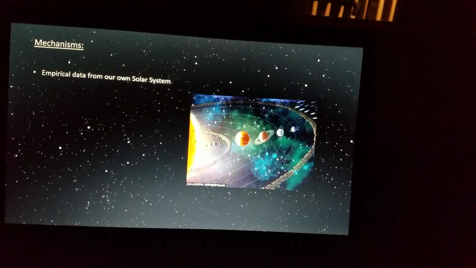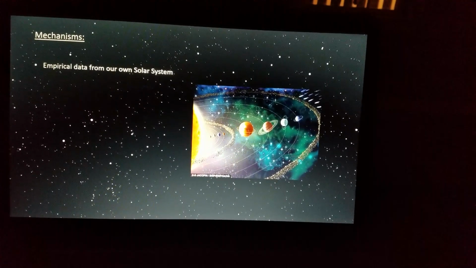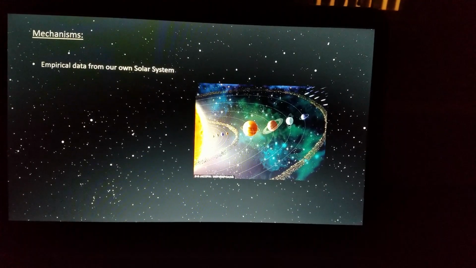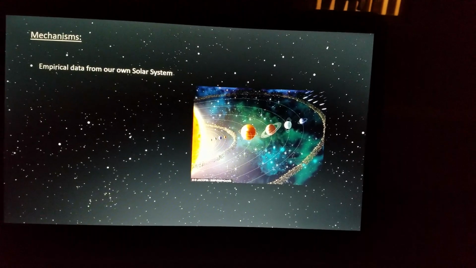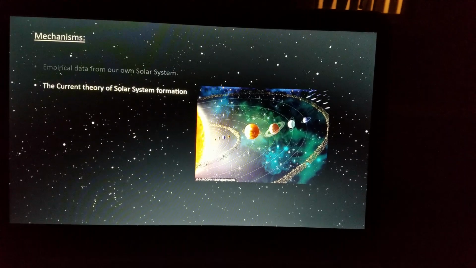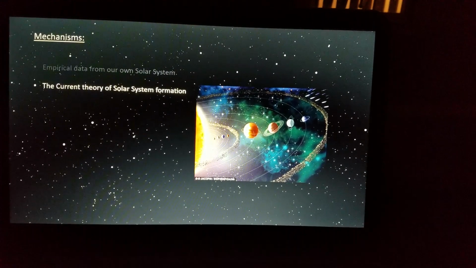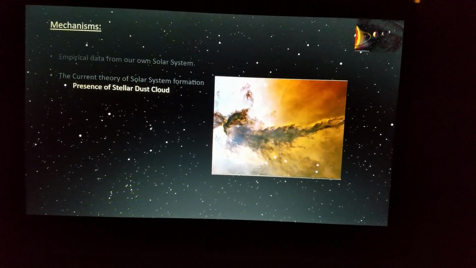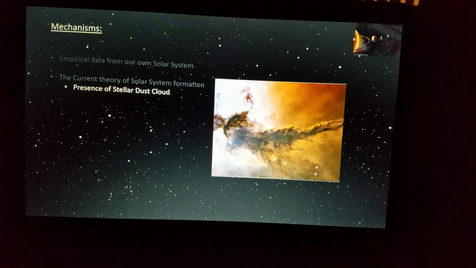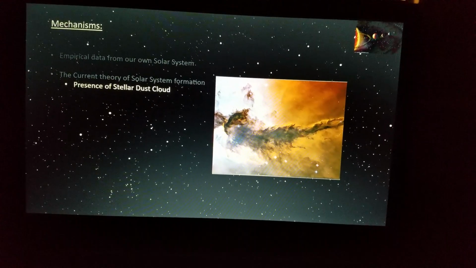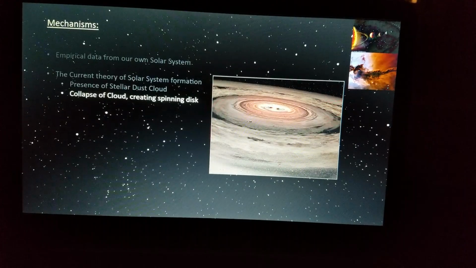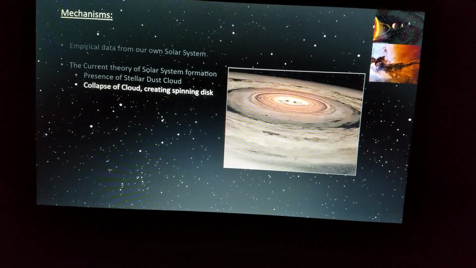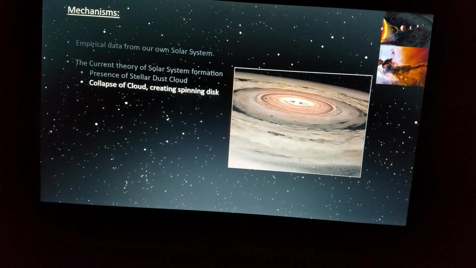My reasoning for this, my mechanisms, is first empirical data from our own solar system. It's the system we have studied the longest and in the most detail, and this is the same pattern we see within it. The second is the current theory of solar system formation, which is the nebula theory. There's a stellar cloud of dust with a bunch of basic elements that are used to form stars, and an external force causes the cloud to collapse, and it creates a spinning disk, which we can still see today in how our planets orbit.